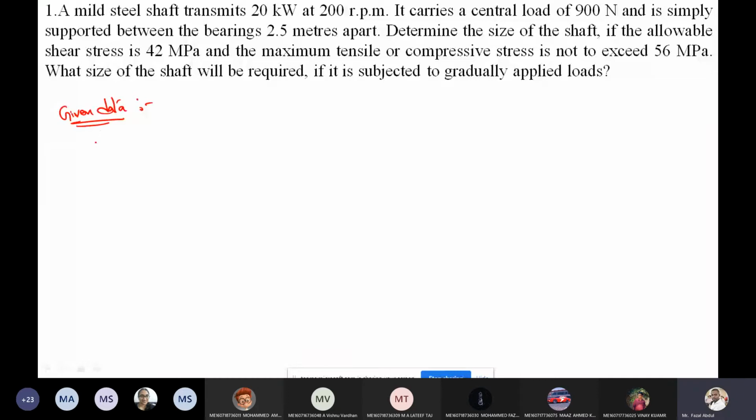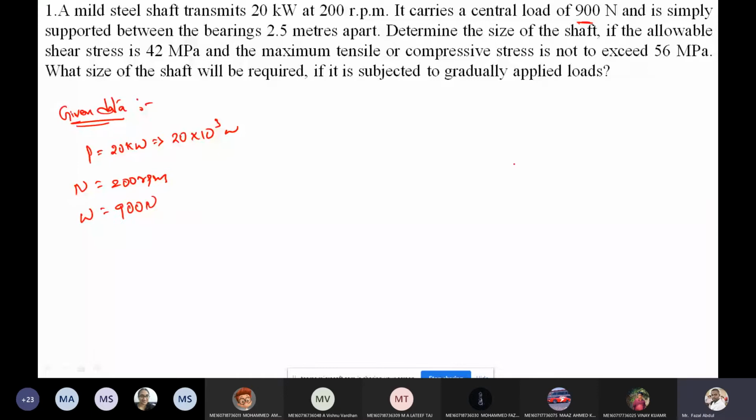First, given data. Power is given 20 kilowatts, that is 20 into 10 power 3 watts. Now speed is given 200 rpm and it carries a central load. So here diagrammatic representation also carries marks. Don't forget to draw the diagram as per the given data. So here a central load is carrying 900 newtons. So W is given as 900 newtons.